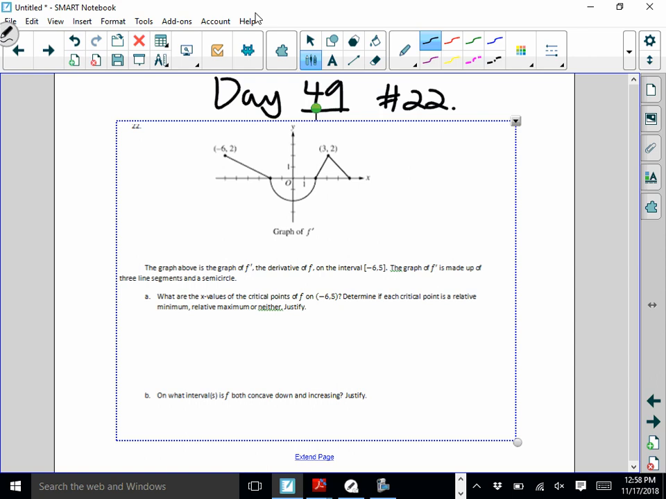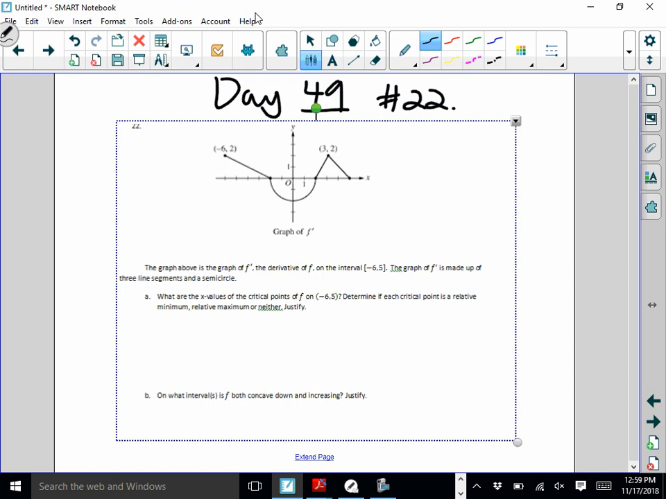So again, I want the critical points of f. Critical points of f are when f prime equals 0. So taking a look at my graph here, I see f prime values of 0 at -2, at +2, and at 5. However, I can reject x equals 5 because it's not in the interval, right? That goes up to, but does not include x equals 5. Okay, so here's what I need to do, right? I'm going to report each critical point and determine if it's a relative min, max, or neither.